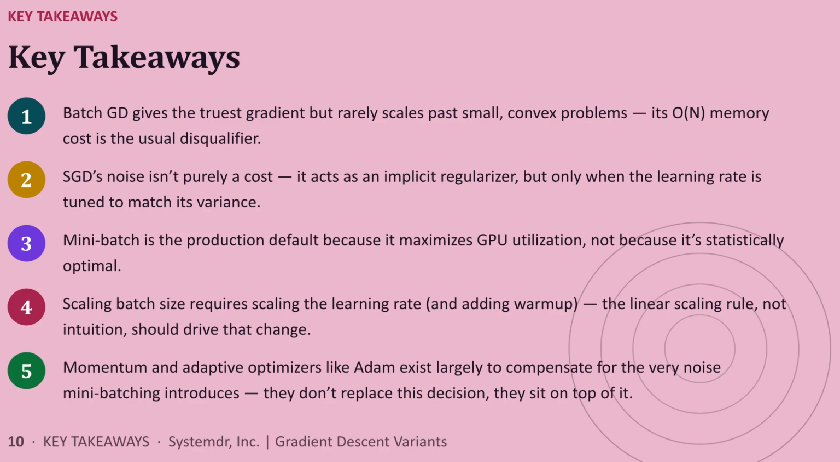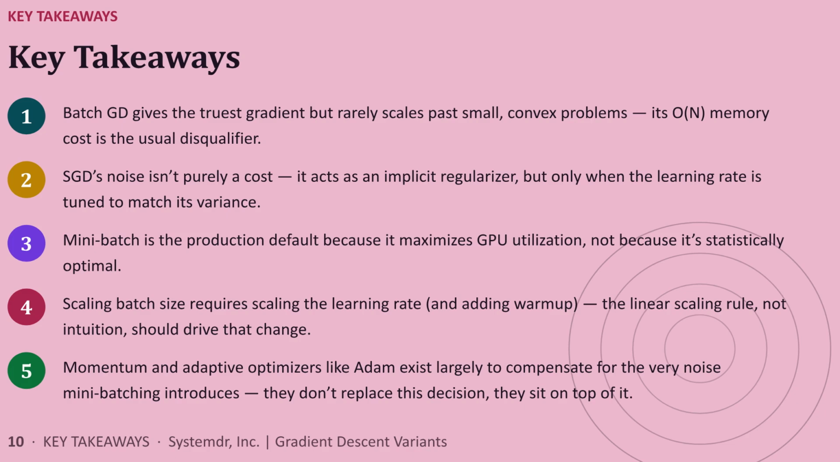4. Scaling up your batch size requires scaling up your learning rate, plus adding warm-up. The linear scaling rule should drive that change, not intuition. And 5, momentum and adaptive optimizers like Adam exist largely to compensate for the very noise that mini-batching introduces in the first place. They don't replace this decision, they sit on top of it.